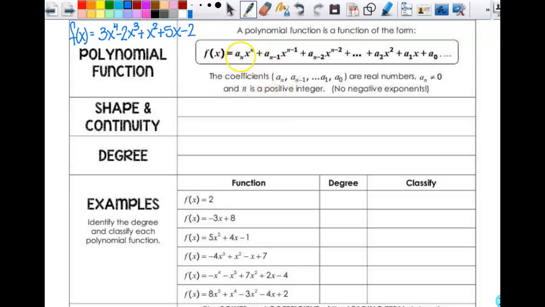So I have a sub n, and it says the coefficients are the a's. So a sub n for this one is 3, right? And this is x to the n power, so n is 4. So when I go to a sub n minus 1, that's a sub 3, which would be the negative 2, and then x to the third power, and so forth and so on. And then it's dot, dot, dot until you get to a sub 0 with no x on it, because it could be an infinite amount of terms. In this case, I only have 5. Do you see how that explains polynomials in general? That's what I want to make sure you can see here. And n has to be a positive integer, so no negative exponents.